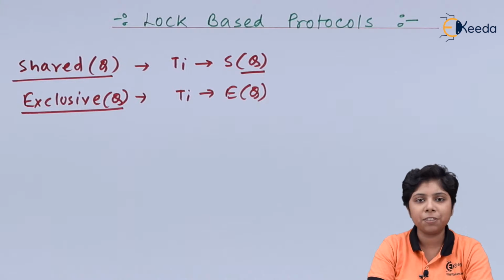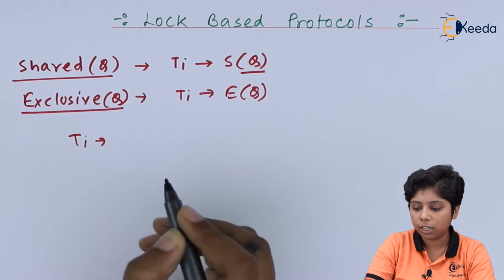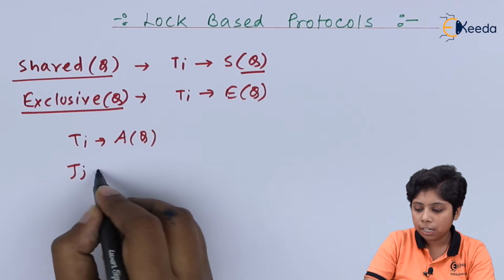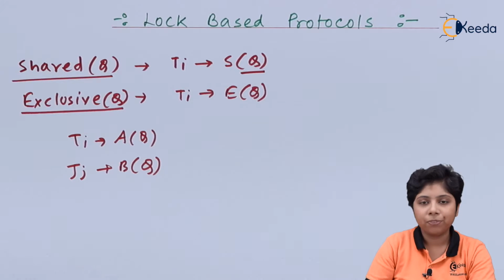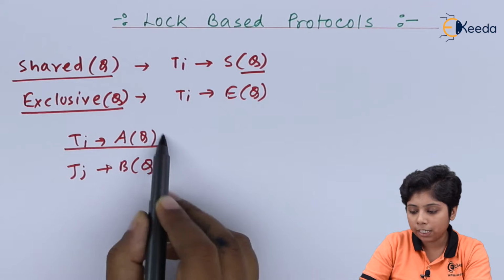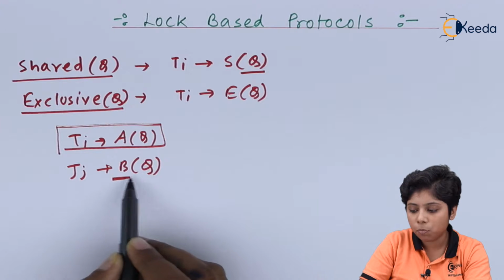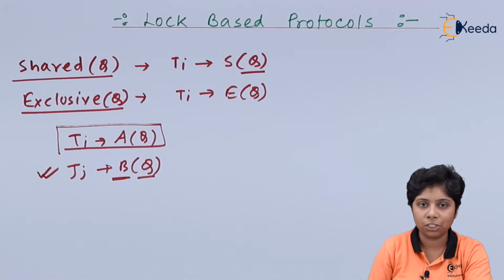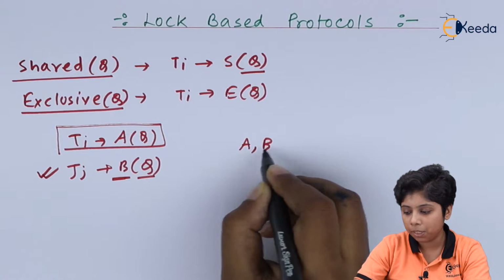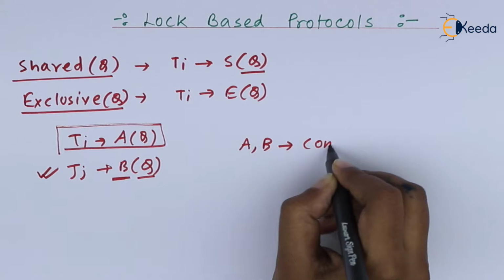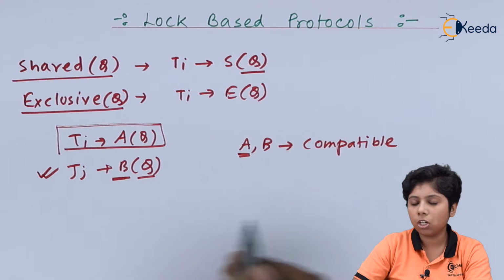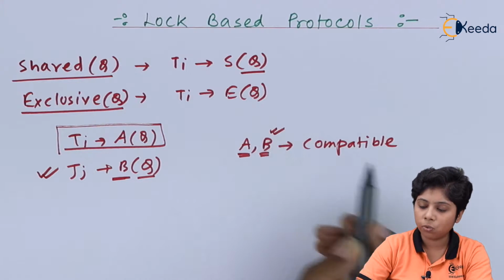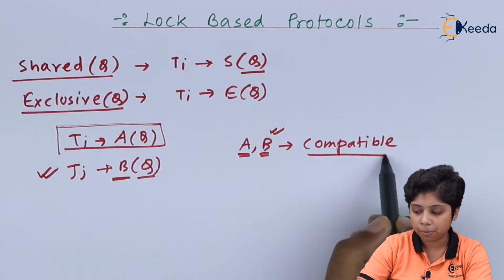Compatibility means that if Ti acquires an A lock mode on Q, and now Tj requests a B lock mode on Q, and it can be granted by the concurrency control manager, then we can say that A and B are compatible with each other. So if the first lock is acquired and the second lock is requested, and access is granted, then they are compatible.